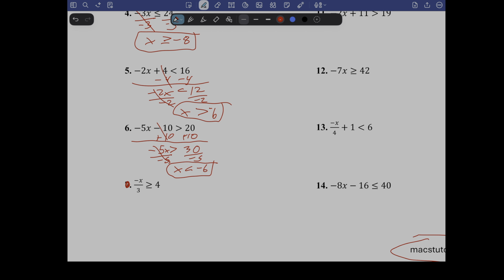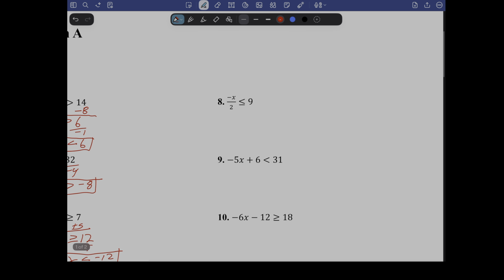Going on, now here I'm going to multiply by a 3. I'm multiplying by a positive number, so I don't do anything to the sign. I just leave it alone. But now I've got to do the negative 1, and I'm going to get x. Now I flip the sign. So that's the situation where you do it.